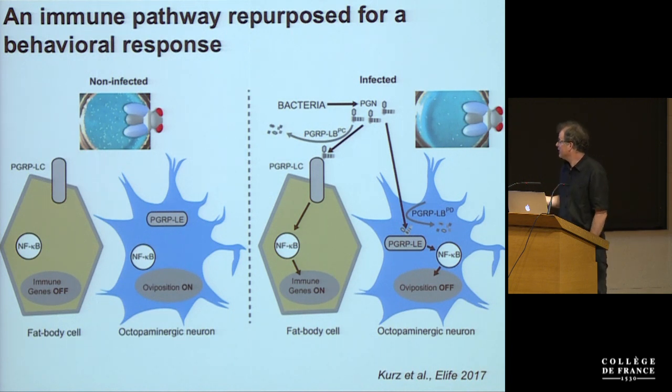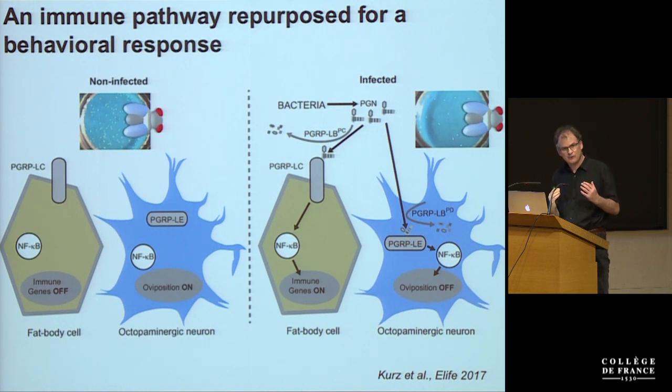Interestingly, it could be shown that this response is also mediated by the IMD pathway, but in this case, in neurons. So when you get an infection, peptidoglycan is released, it goes to the fat body to activate the antimicrobial response. But peptidoglycan is also sensed, in this case, by the intracellular PGRP-LE, which leads to the activation of octopaminergic neurons, and this leads to egg retention. So we have here an example of an immune pathway repurposed for a behavioral response.